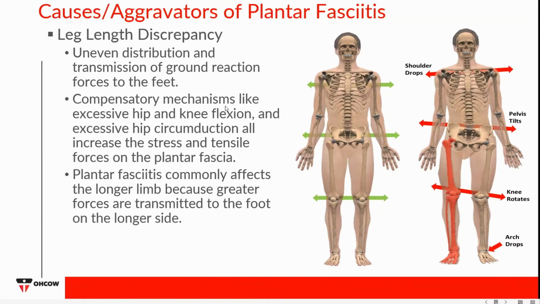So what happens? It changes the orientation of the shoulder. It changes the tilt of the pelvis, causes rotation about the knees, and causes that drop in the arch of the foot.